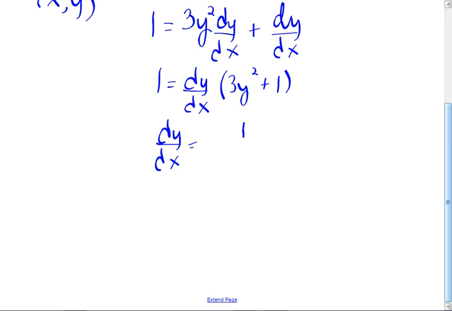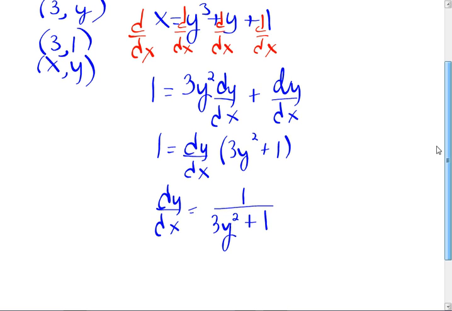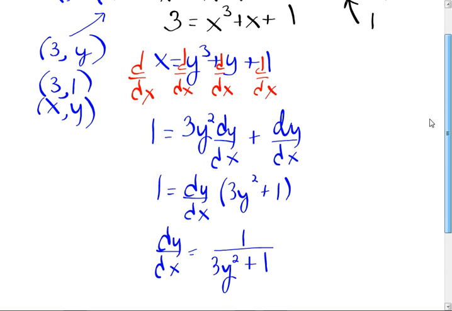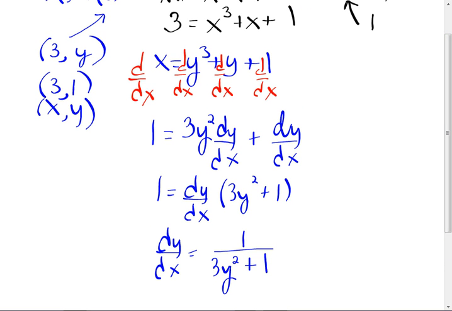This is why I like this method. Because it tells me which letter I want. I want the y of the inverse, which was 1. So this is this one right here. So you put in the 1. So dy dx equals 1 over 3 plus 1, or 1/4.